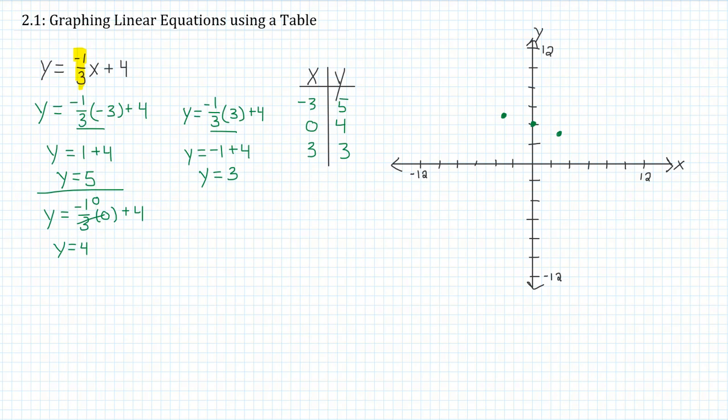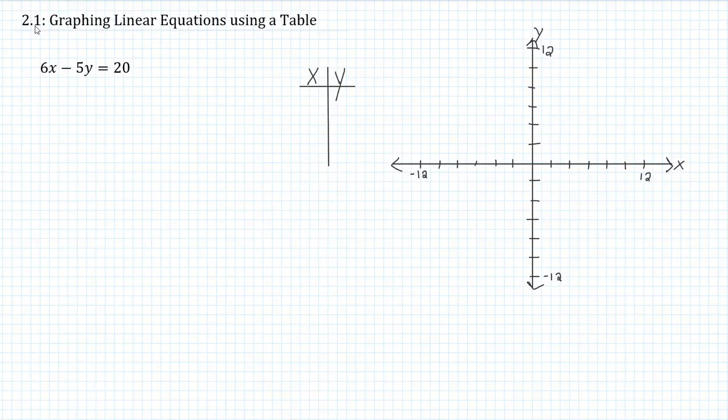So these 3 points represent 3 solutions to this equation. There are infinitely many solutions. However, all of them lie on a straight line. As you can see, the 3 points that I've plotted form a perfectly straight line. So to graph the rest of the solutions, I simply need to follow the pattern. There we have it.